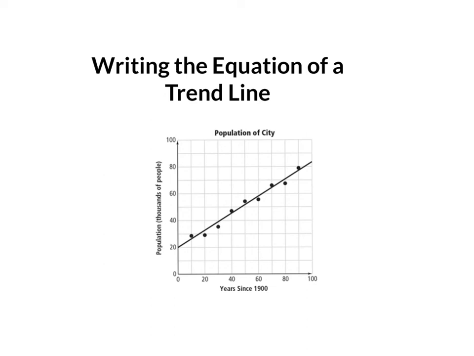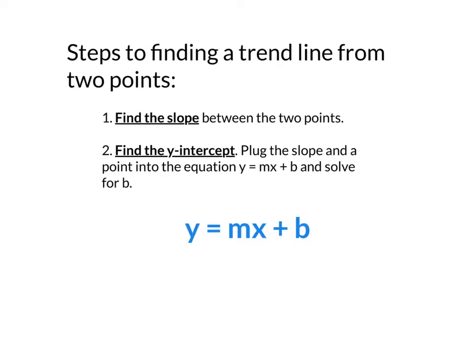So that we can make exact predictions using a trend line, we want to actually come up with the equation of a trend line. In this case, we're going to be coming up with some equation that's in the form y equals mx plus b. To do that, I'm going to show you the steps that you need to take to find the slope of the trend line and the y-intercept of the trend line so that we can come up with an equation that works. So here are the steps to finding a trend line from 2 points.